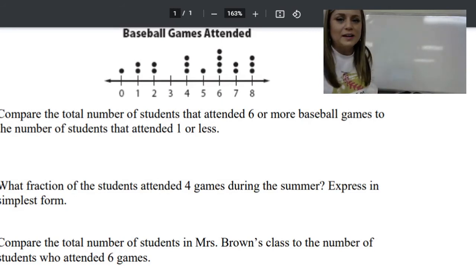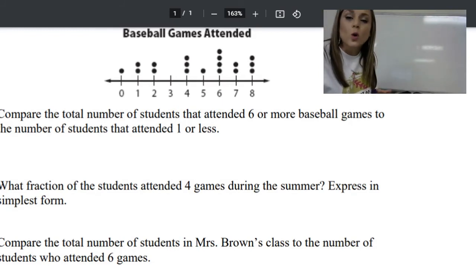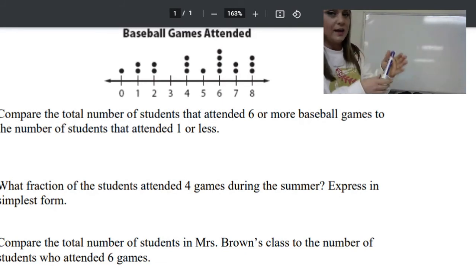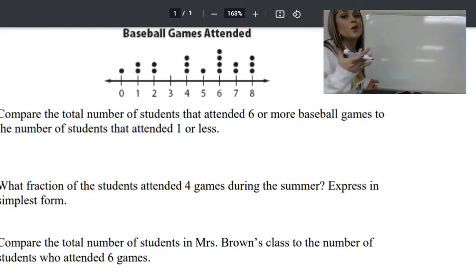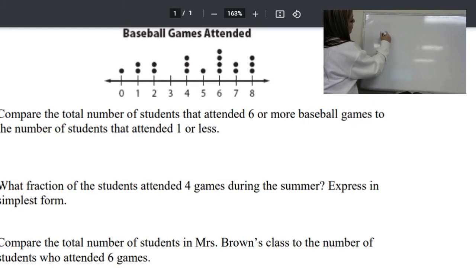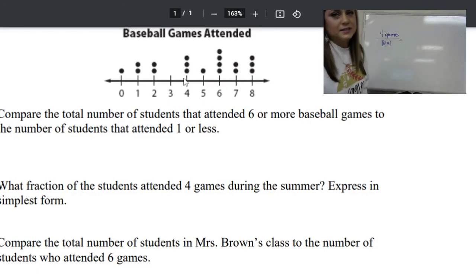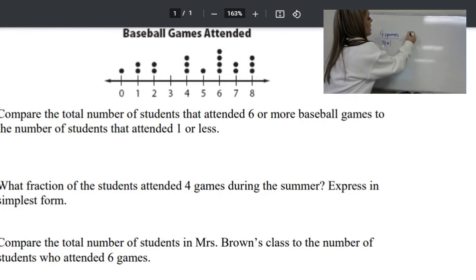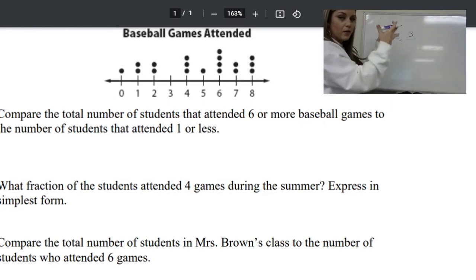All right, so let's go to letter B. Okay, so letter B says, what fraction of the students attended 4 games during the summer? We're going to express this in simplest form. So attended 4 games. All right, so I'm going to put my labels because it says simplest form, so we know that's going to be a fraction. Okay, 4 games over total students, all right? I can see that there were 3 kids that attended 4 games. So that's going to go on the top with my 4. We got to keep our labels together.